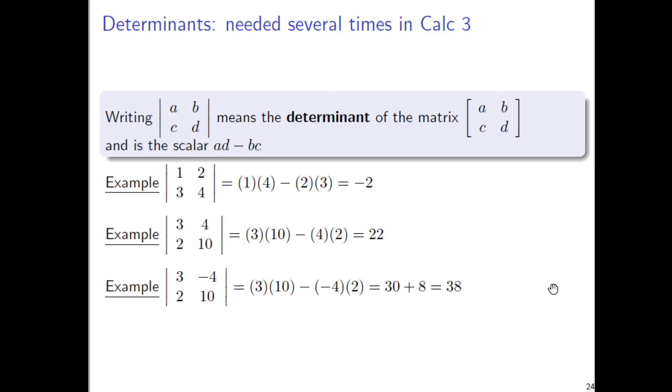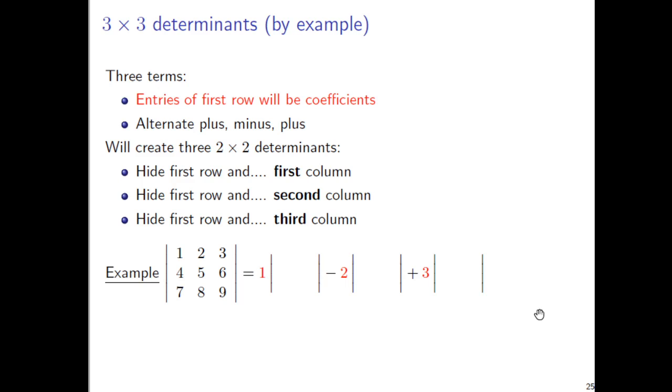Here's another example where all I did was take the upper right corner of 4 and switch that entry to be a -4 instead. And so you have 3 times 10 minus now -4 times 2, and that should end up giving you 30 plus 8. Okay, 3 by 3 determinants are a little more work, and so by example, I'd like to show you what needs to happen.